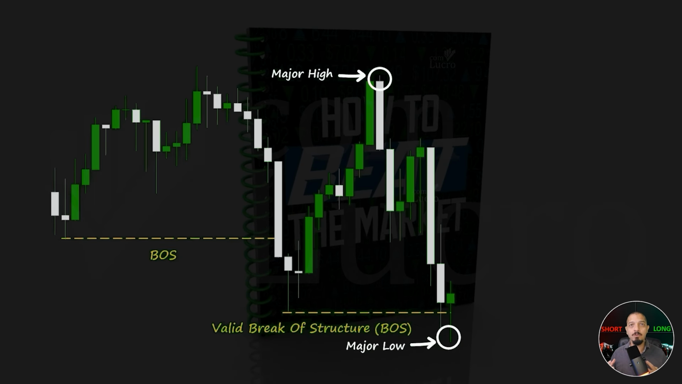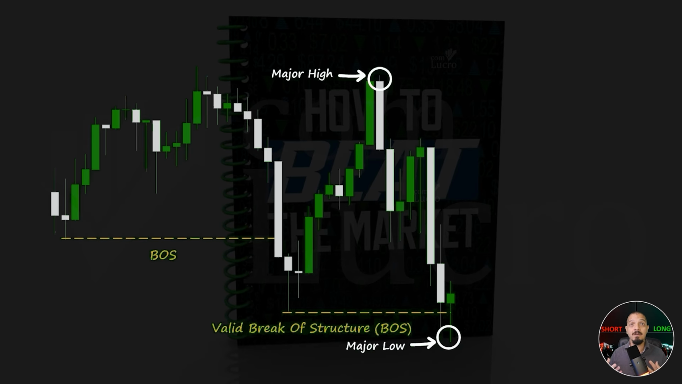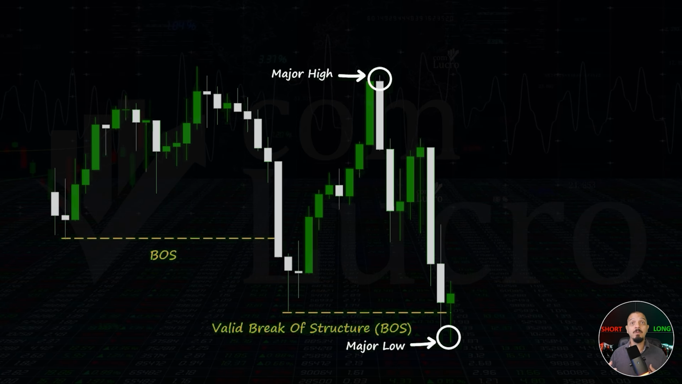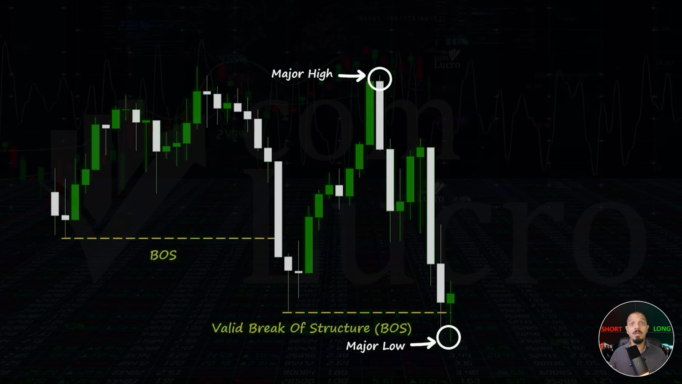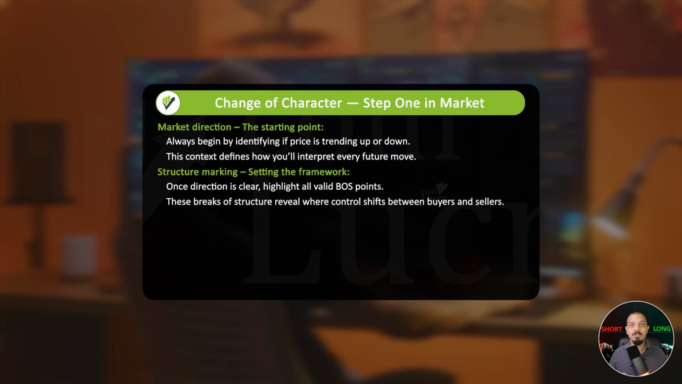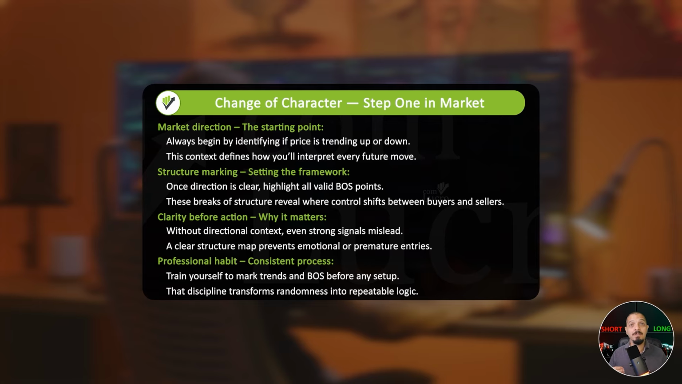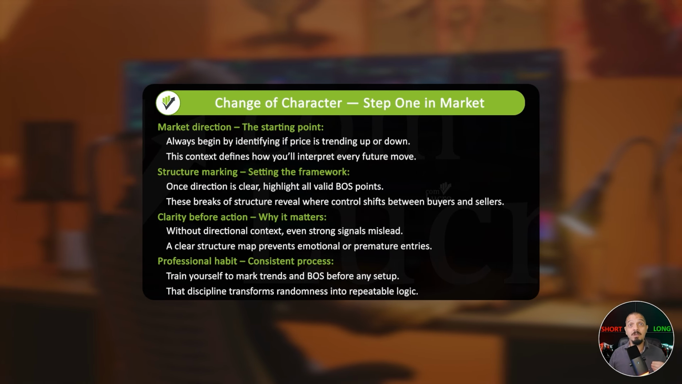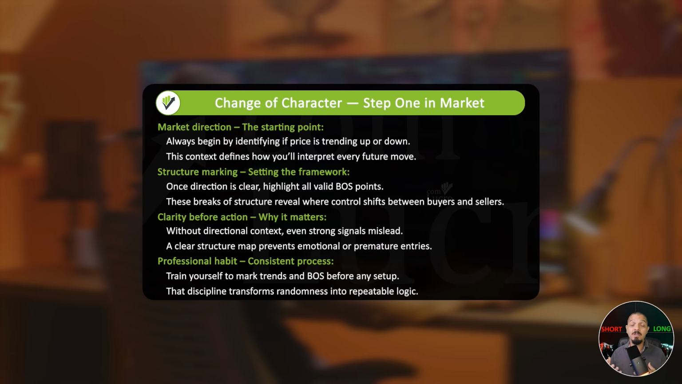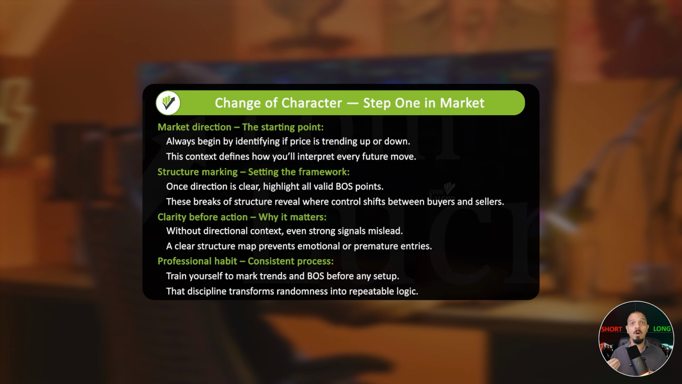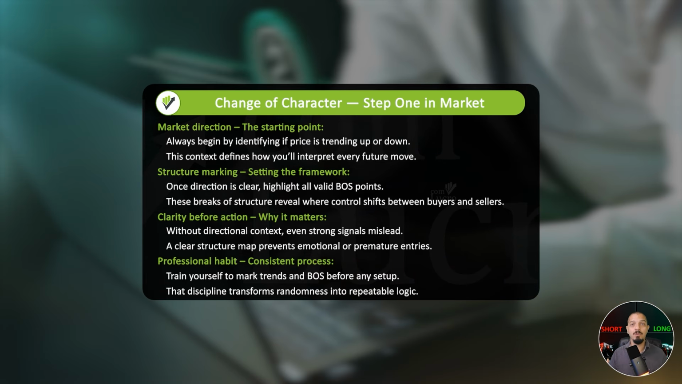Having explored several types and scenarios of BOS patterns, and now possessing a clear understanding of what defines a valid break, we can move forward to another critical concept in market structure mapping, the change of character. To correctly identify a valid change of character, the first step is to determine the overall market direction, whether the market is currently in an uptrend or a downtrend. Once that's established, the next step is to mark all valid BOS points on your price chart.